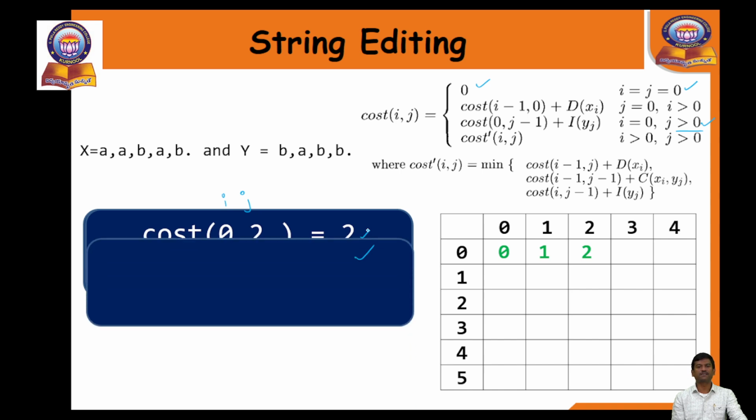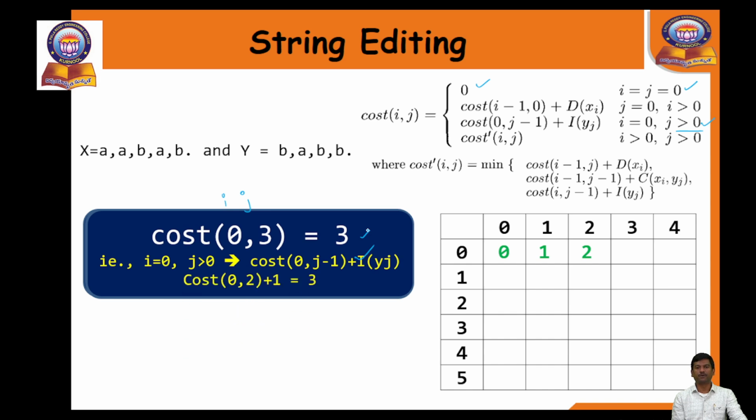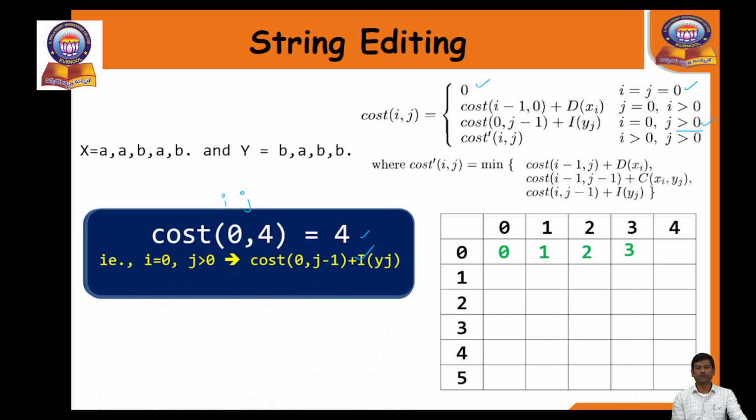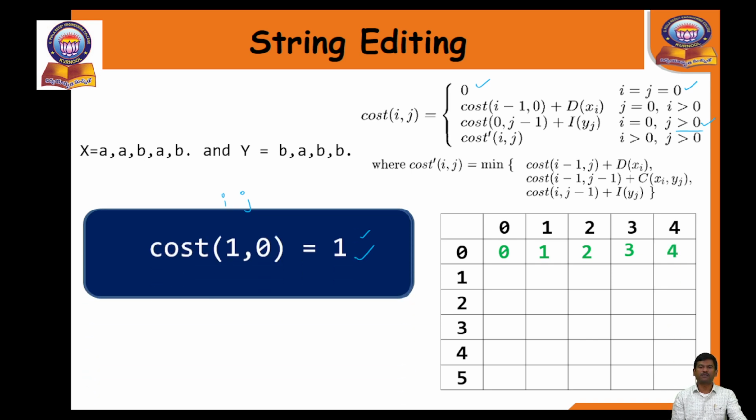In a similar fashion, cost of 0 comma 3, you have computed the value to be equal to 3, and you have found the computed cost of 0 comma 4 with the value to be equal to 4. And in the next step, you'll be finding cost of 1 comma 0.